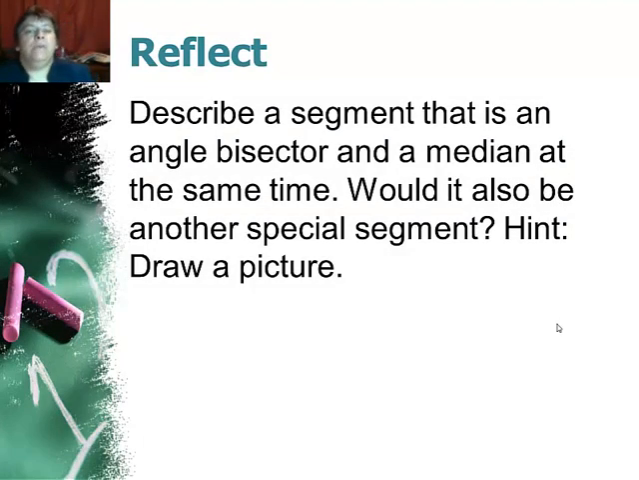So for reflection, I want you to think about a segment that is an angle bisector and a median at the same time, and it would also be another special segment. You might want to draw a picture. I've already shown you one where it was a median and an altitude at the same time. That picture could be helpful.